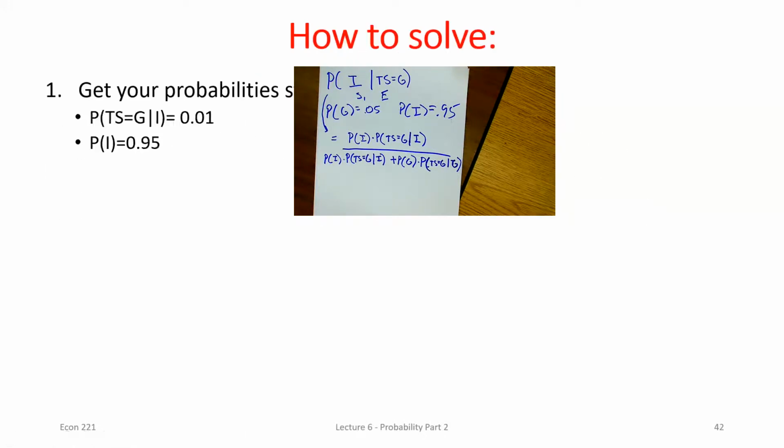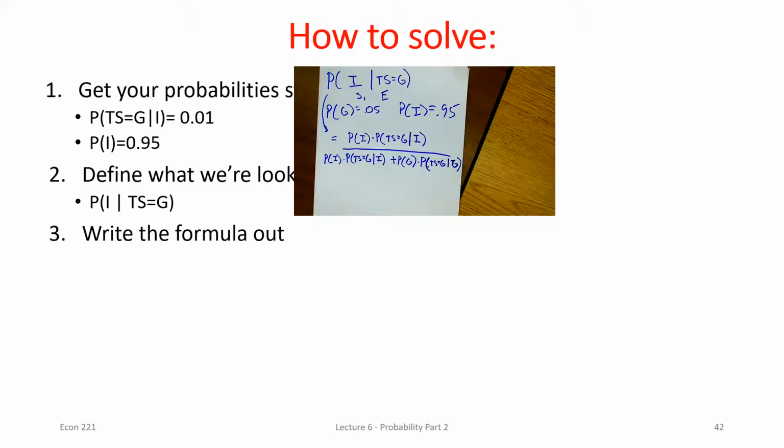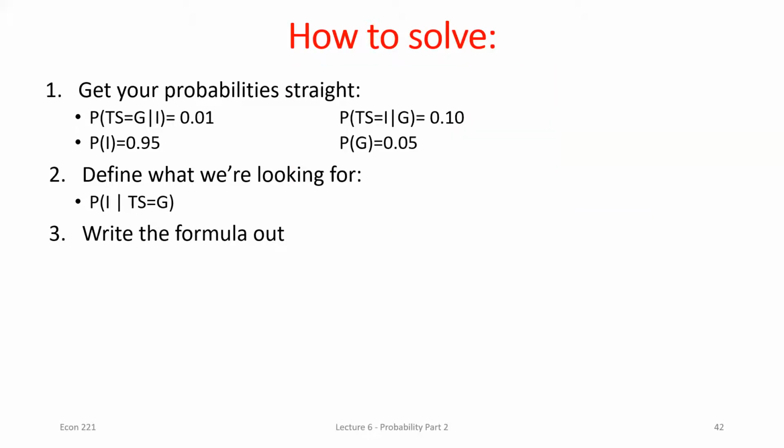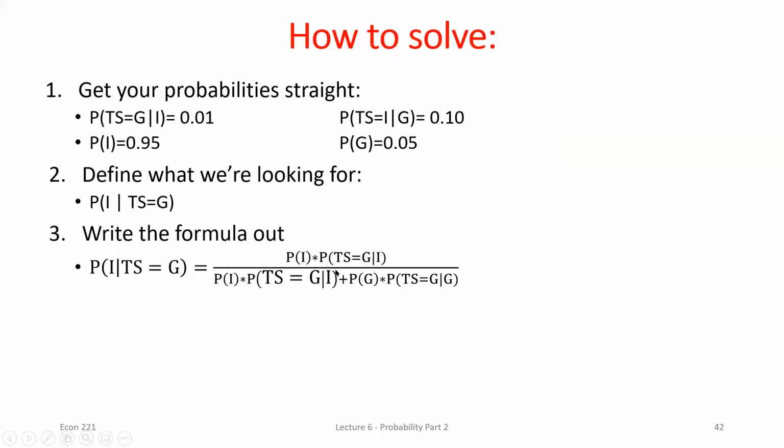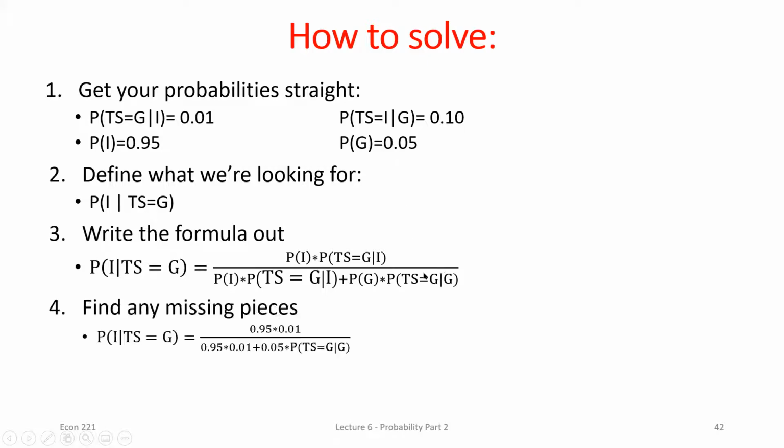Go back to our example. So we stopped off here. We wrote that formula out. This is what I had up on the screen there. Just start plugging things in. The probability they're innocent, 0.95. Given they're innocent, the truth serum makes them say they're guilty, 0.01. The probability they're guilty, 0.05. But I don't have this. I'm missing this probability.